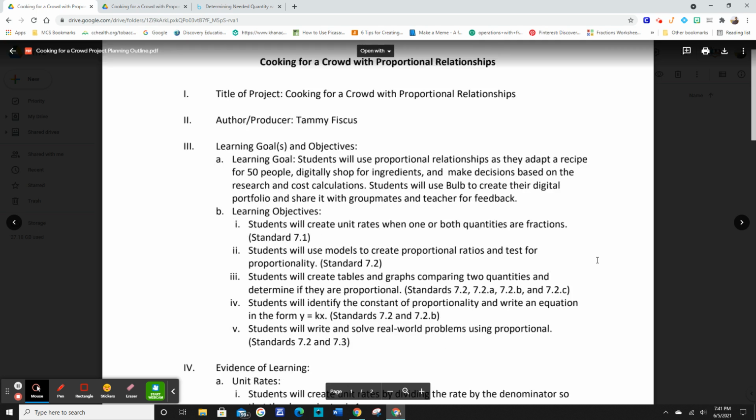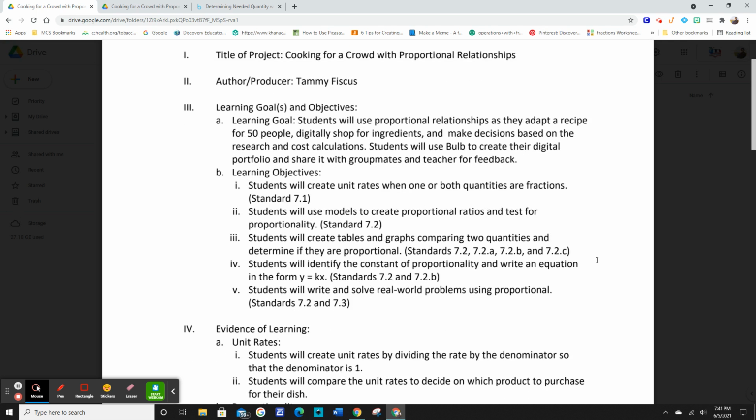Going back to my outline, let's talk about the learning goals and the objectives. There's one learning goal. The students will use proportional relationships as they adapt a recipe for 50 people, digitally shop for ingredients, and make decisions based on the research and cost calculations. Students will use the Bulb website to create their digital portfolio, and they're going to be able to share that with their group mates as well as their teacher to gather feedback. They are also going to be using it as a platform for their presentation when they share the information to the class.